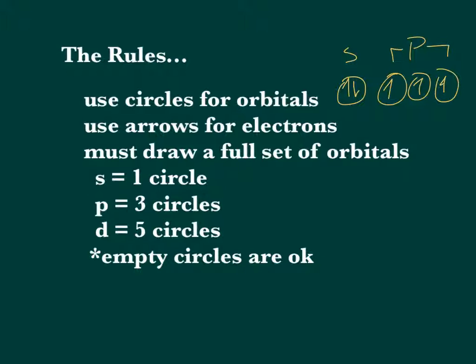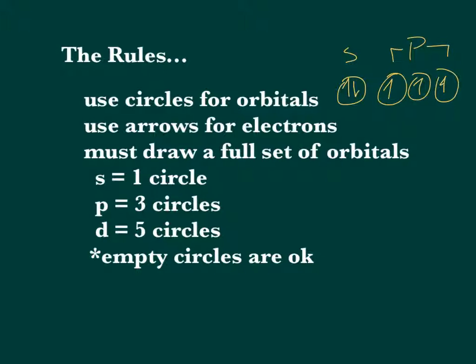So we've got a variety of pieces to this. A circle is going to represent an orbital, or a group of circles will represent the set of orbitals for a sublevel. And then we're going to draw little arrows on the inside to represent the number of electrons that we've got. A couple of other rules to keep in mind as we're dealing with this.